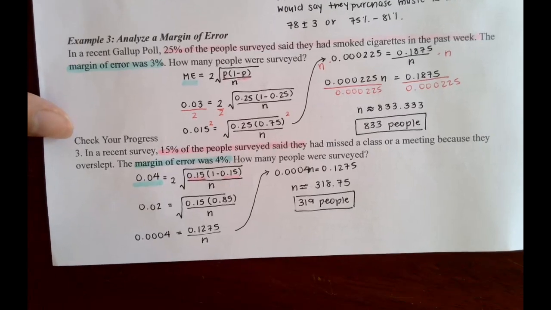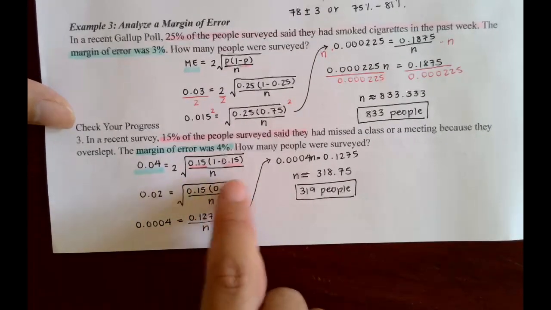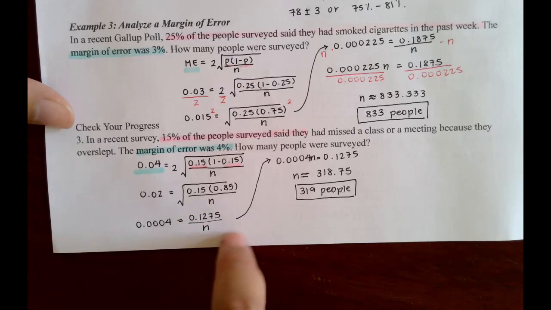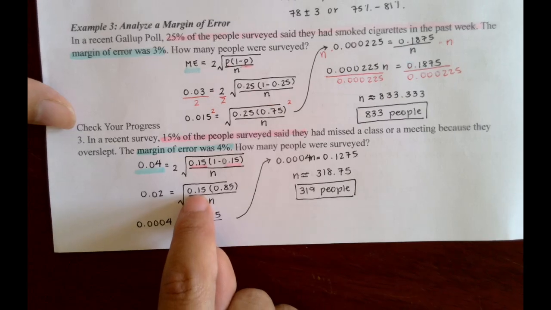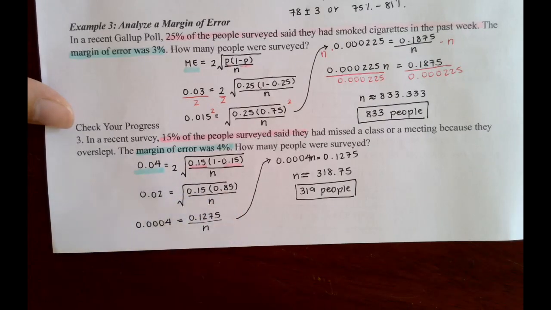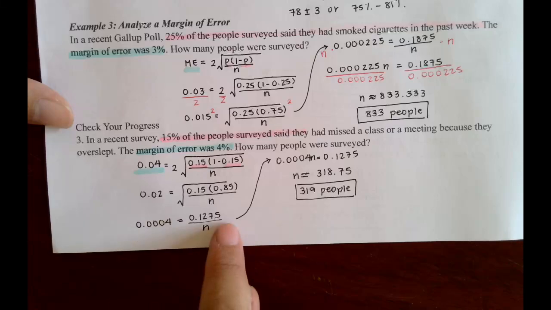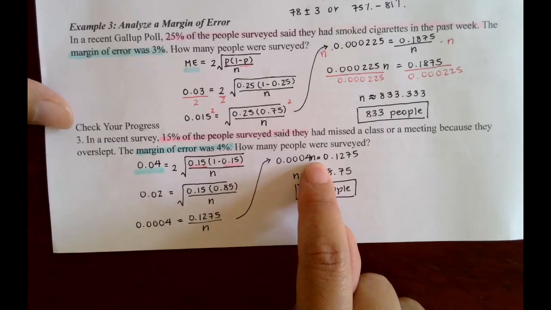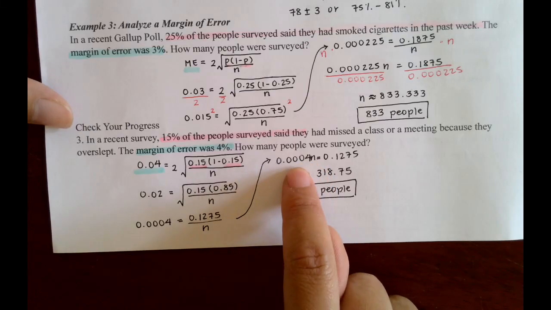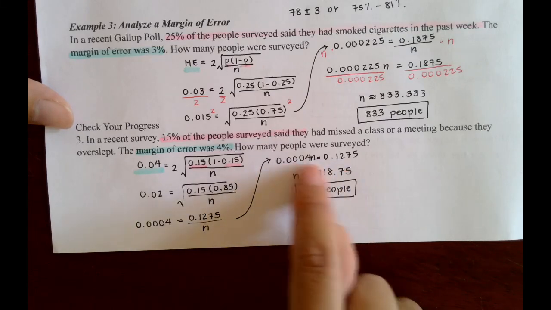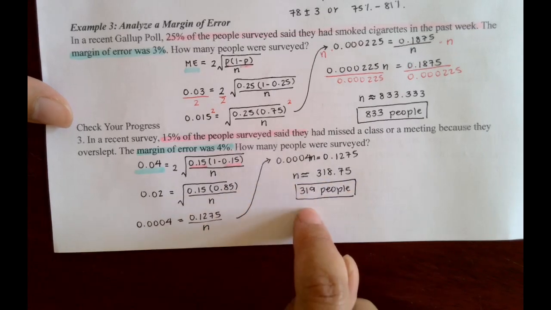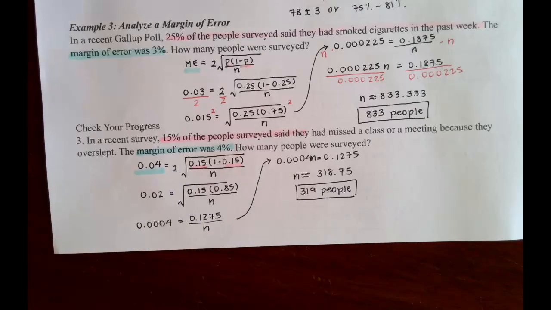Okay. Then I'm going to get rid of the square root by squaring both sides. So 0.02 squared is 0.0004. And on this side removes the square root. And then I just also simplified the 0.15 times 0.85 to get this. Okay. Since n is on the bottom, I'm going to multiply both sides by n, so that way it's now on top. Okay. And then since this is 0.0004 times n, I divided it on both sides to get n by itself, and that's 318.75 people, and so I just rounded up to 319 people. If you said 318 people, that is also fine.